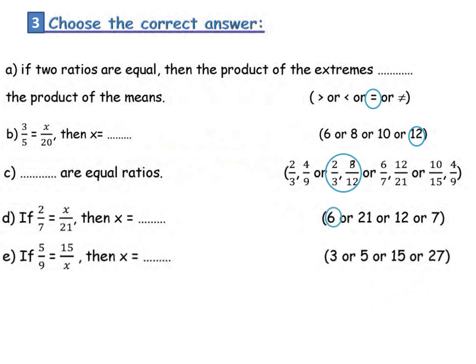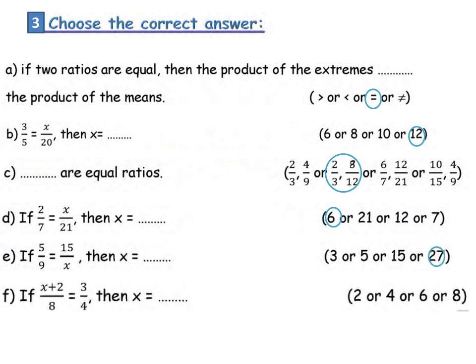Okay. Letter E, if 5 over 9 equals 15 over x, find the value of x. As we know that 5 became 15. What happened? We multiplied 5 by 3 to be 15. So we will multiply 9 by the same number. 9 times 3 equals 27. So the correct result equals 27.